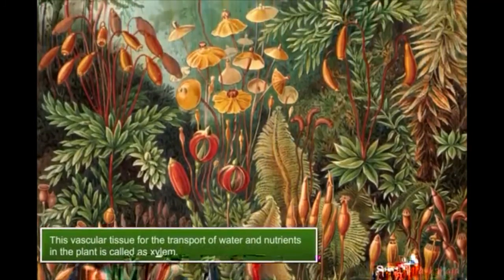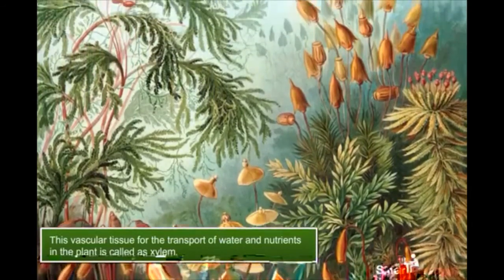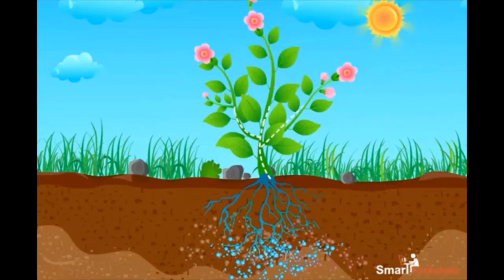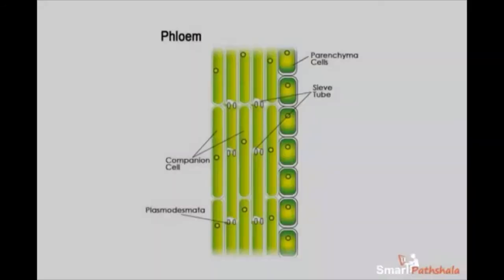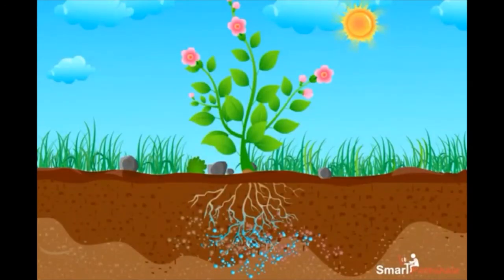This vascular tissue for the transport of water and nutrients in the plant is called as xylem. The xylem forms a continuous network of channels that connects roots to the leaves through the stem and branches and thus transports water to the entire plant. The food prepared in the leaves is transported to various parts of the plant by another vascular tissue called the phloem. Thus, xylem and phloem transport the substances in plants.